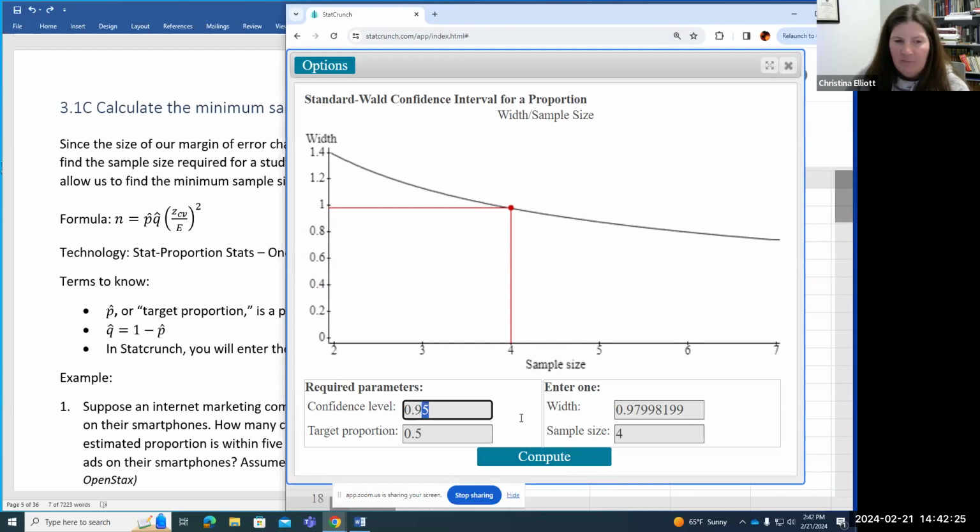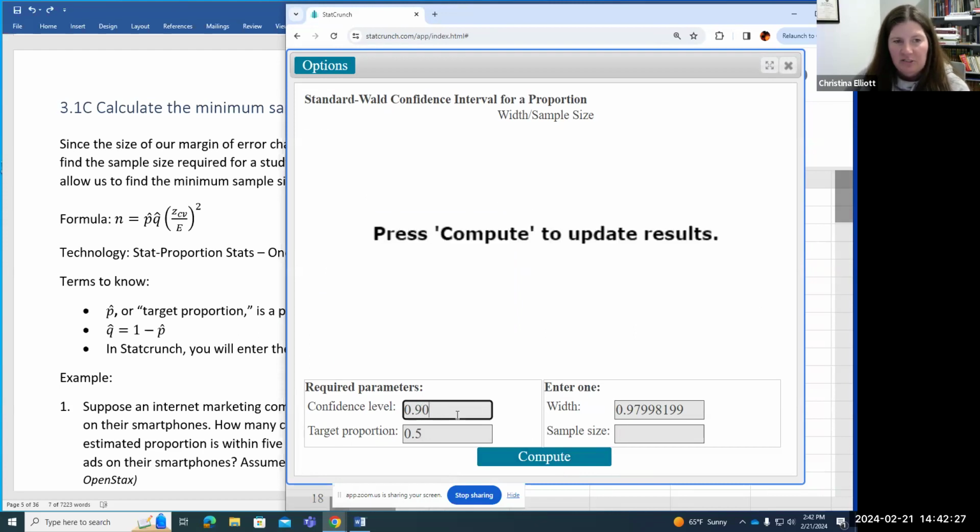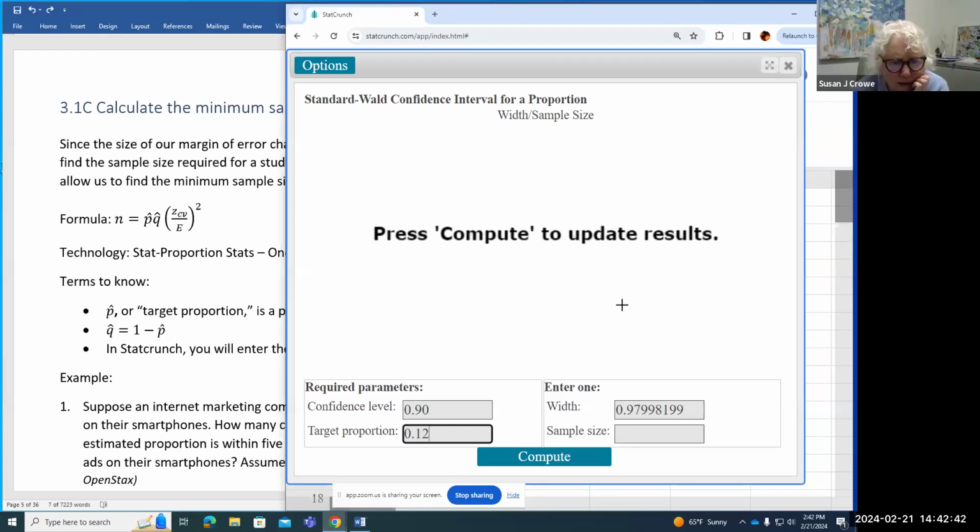I wanted a 90% confidence level, so I'll change that to 0.90. Don't enter 90%, or you'll get an error message. And then the target proportion was from that previous study. That was 12%, wasn't it? Yep, 0.12.